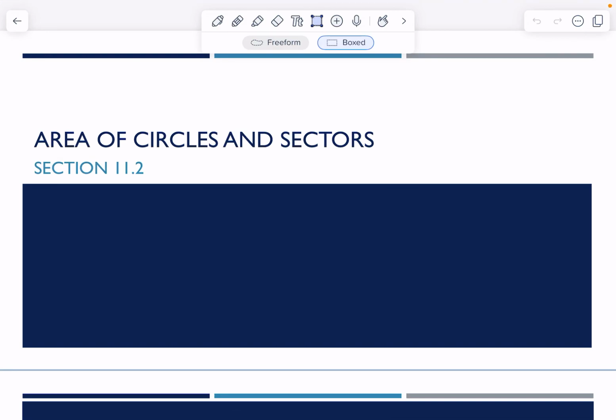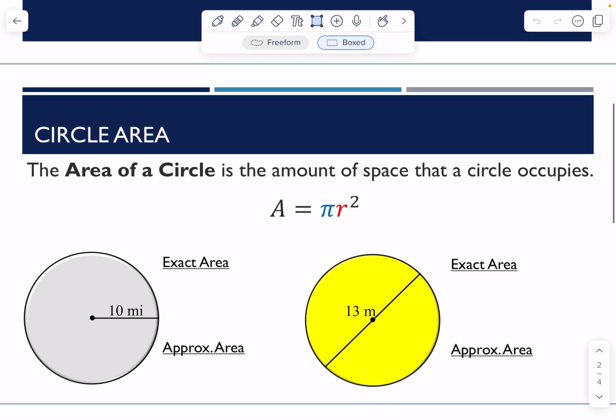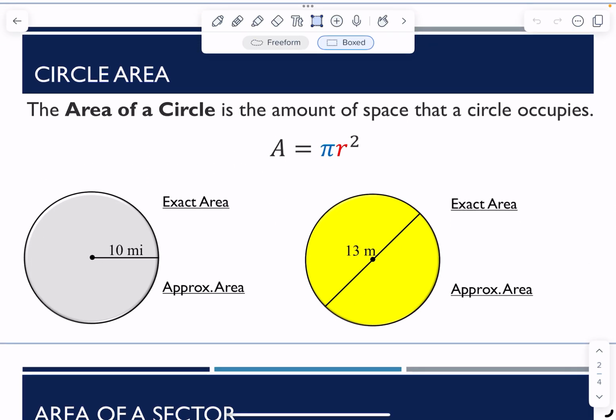Continuing on in chapter 11, now we're going to talk about the area of circles and sectors. So we're going to start off with the area of a circle. Area of a circle is the amount of space that a circle occupies. Okay?